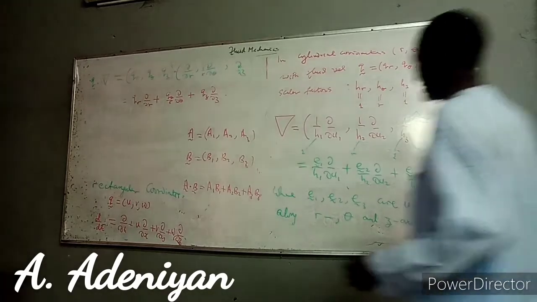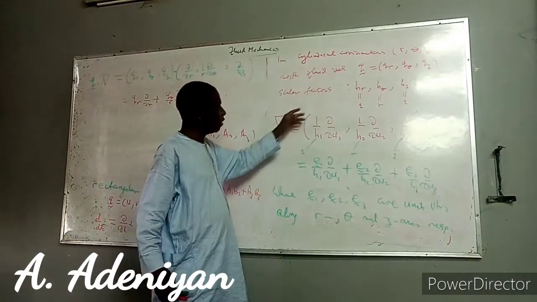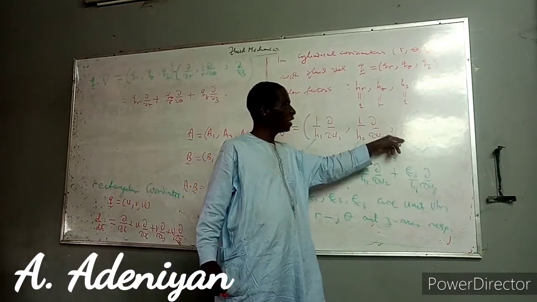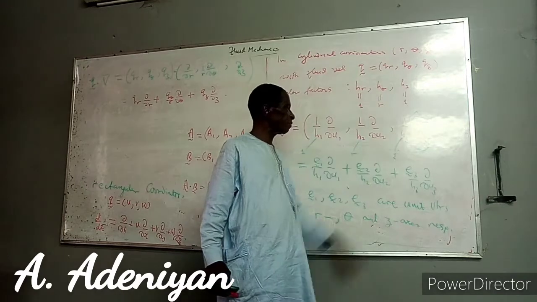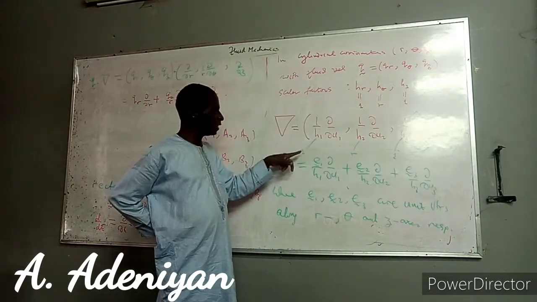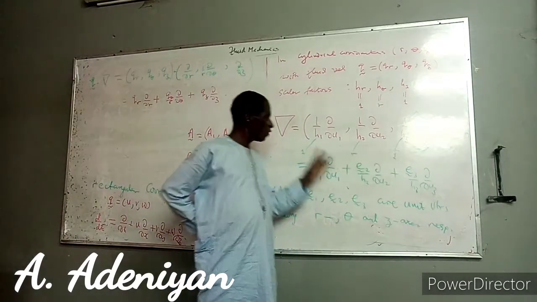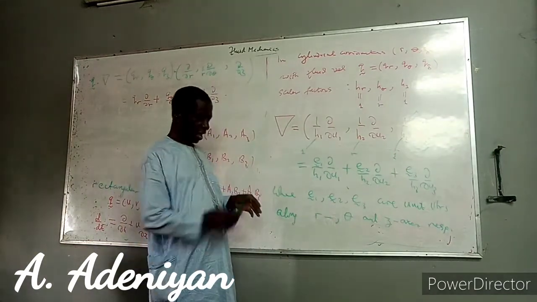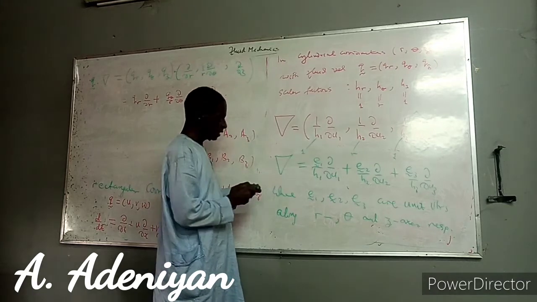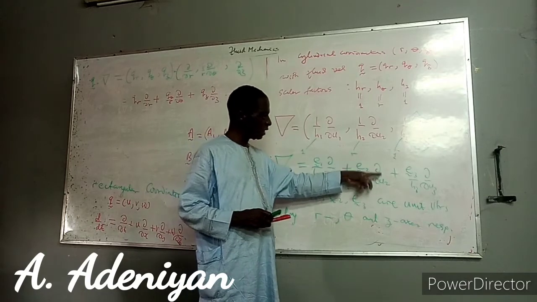So just as we stopped earlier, del operator: 1 over h1 ∂/∂u1, 1 over h2 ∂/∂u2, 1 over h3 ∂/∂u3. In the case of the cylindrical coordinate system, we know that h1 is 1, h2 is r, and h3 is 1. So if we substitute there, our del operator can now be written like this: e1 over h1, e2 over h2, del like this.